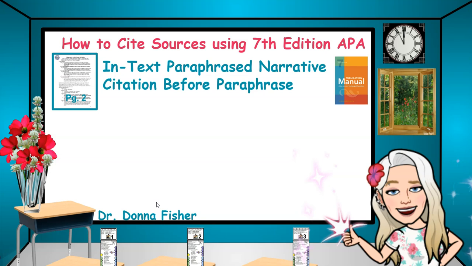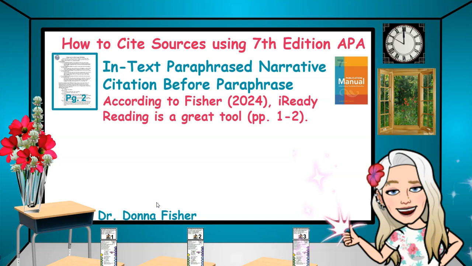Here are three examples of in-text paraphrase narrative citations written before the paraphrased information. In this era of artificial intelligence, I think teachers and professors will most likely require page or paragraph numbers to ensure students are doing the research. As an adjunct professor myself from Chaminade University, in my courses, I would require it.